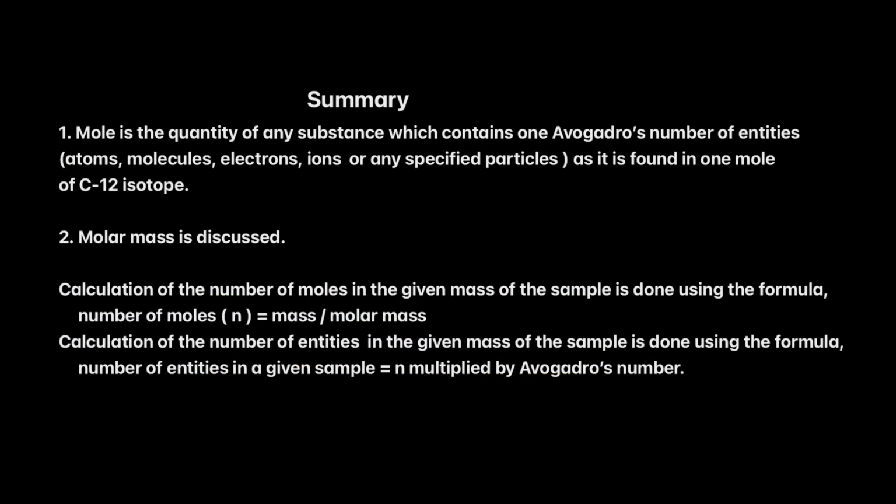To summarize, in this video we have discussed the following points. The first point is mole. Mole is the quantity of any substance which contains 6.022 into 10 raised to the power of 23 number of entities. The entities can be either atoms, molecules, electrons, or ions. The factor 6.022 into 10 raised to the power of 23 is known as Avogadro's number.